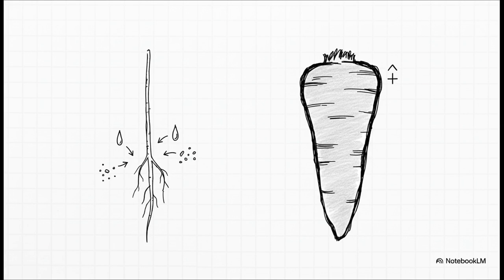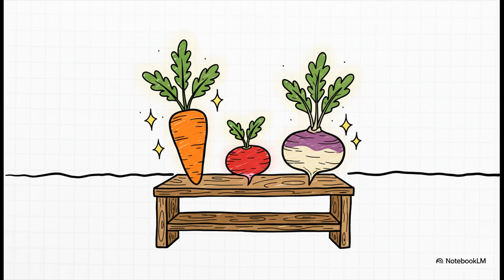And then you have the upgraded model, the storage taproot. And this is that upgraded model in action. These roots aren't just anchors. They're basically underground pantries, just swollen with starches and sugars. It's a super clever survival strategy. It allows the plant to store up enough energy to get through a cold winter and then flower in its second year. And that brings us right back to our first question. Pulling a carrot is so simple because you're literally just yanking up one big central storage unit.